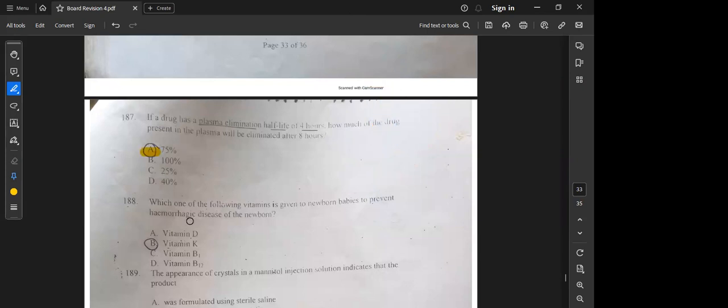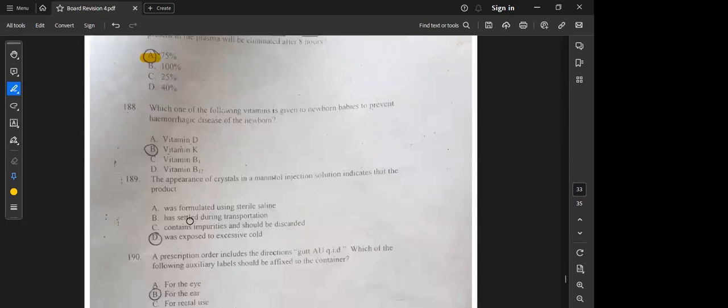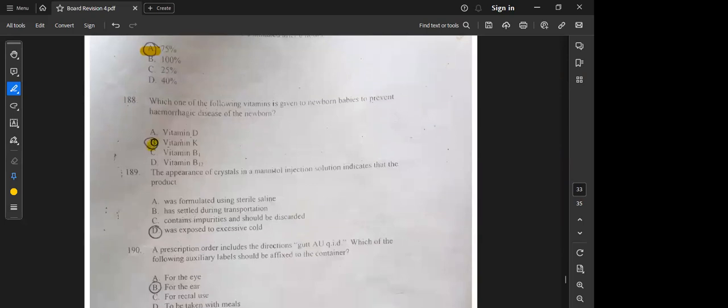I think I saw somebody write B, vitamin K, but that was for another question. I meant for question 188, vitamin K. Vitamin K, okay. You can explain to us why vitamin K. Because newborns' coagulation process is usually not fully formed, so they're given vitamin K to prevent hemorrhage. Okay. Then vitamin D is used for, like, just generally.